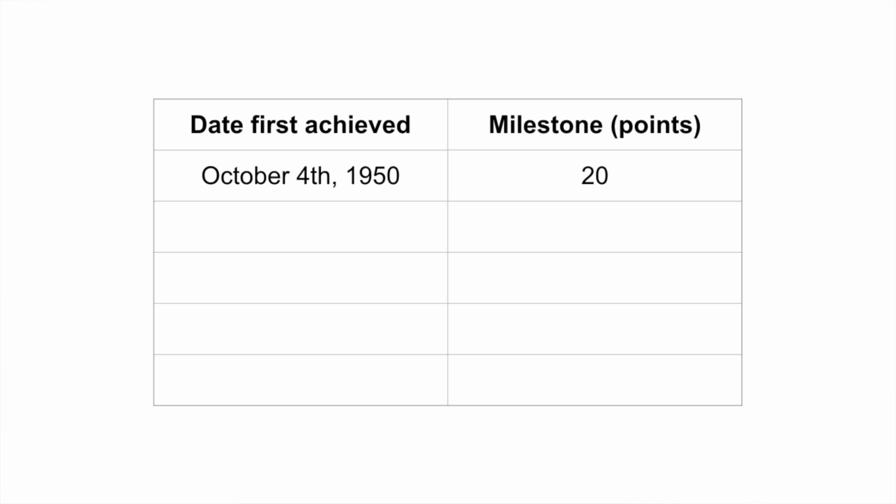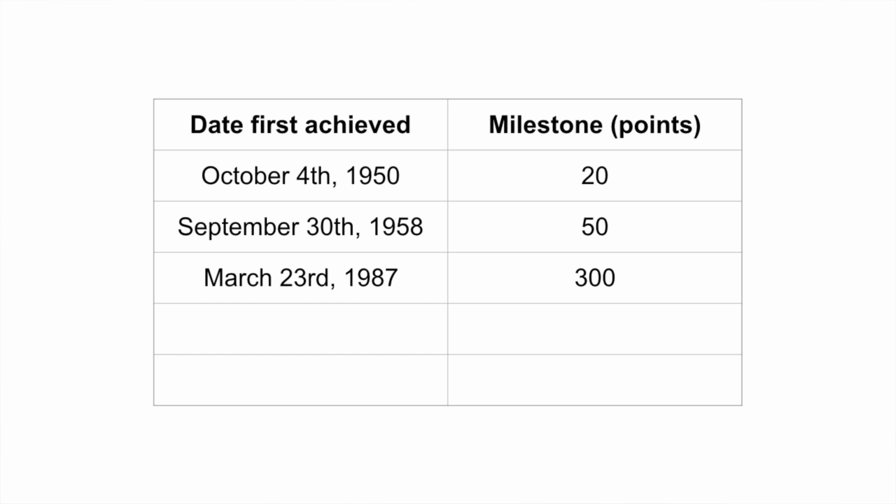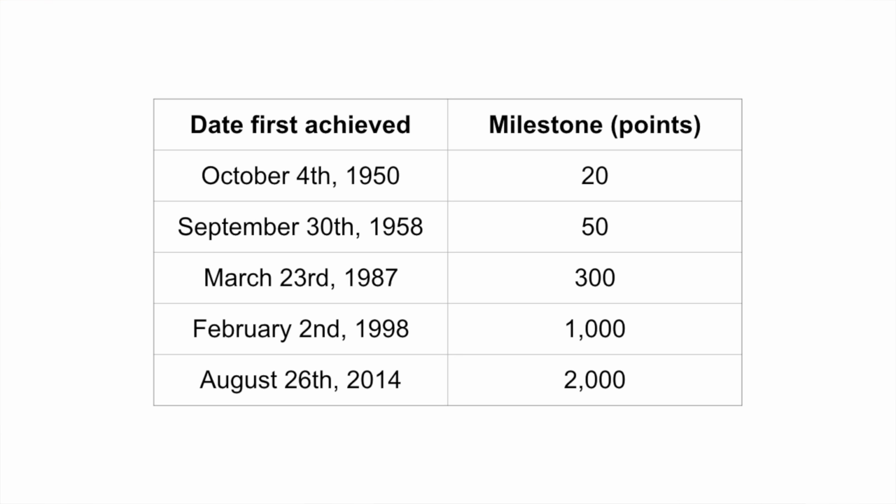The S&P 500 just surpassed the 3,000 point mark last week, making it to a record high. Now, it also made it to a record high on October 4th, 1950, when it hit 20 points. Or on September 30th, 1958, when it hit a record all-time high of 50 points. Or on March 23rd, 1987, when it hit 300 points. And if you want me to continue, it also hit an all-time high on February 2nd, 1998, when it hit the 1,000 point mark. And on August 26, 2014, it hit 2,000 points.